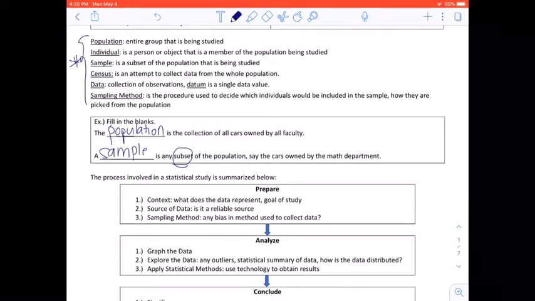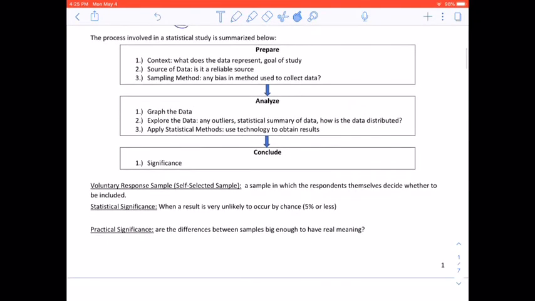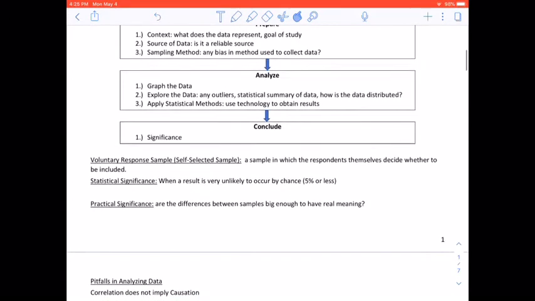The process involved in a statistical study is summarized below. It pretty much outlines how we're going to be running our whole entire semester. So we're going to prepare: what does the data represent, the goal of the study, the source of the data, sampling methods. Then we're going to analyze. We might graph, we're going to explore data, look and see if there's outliers, summarize the data, how is the data distributed, applying statistical methods, and then conclusion, we'll talk about significance. So this is pretty much our semester summarized in a table.